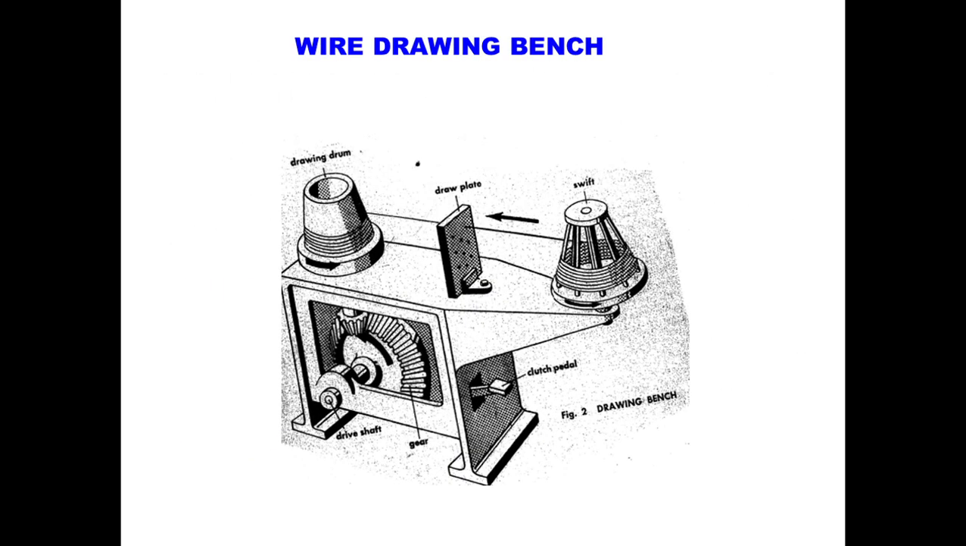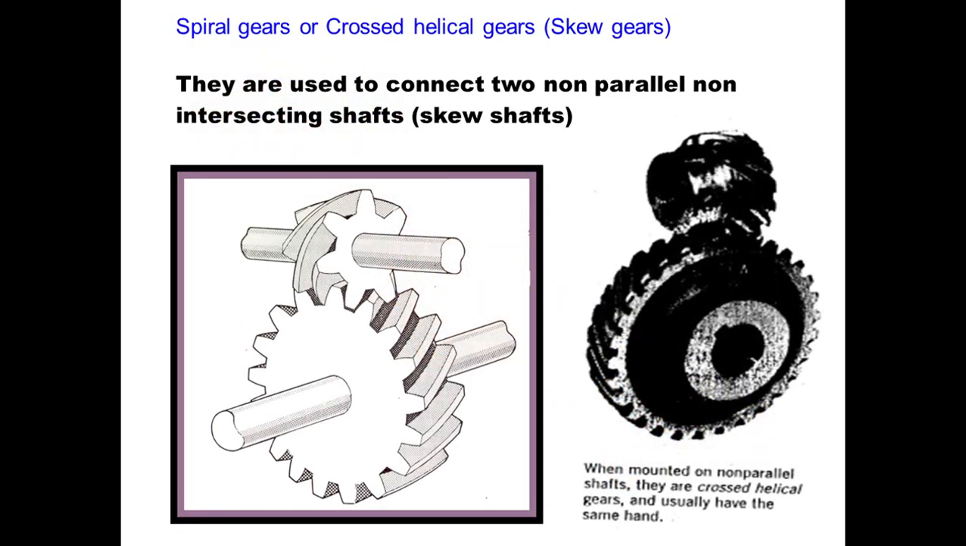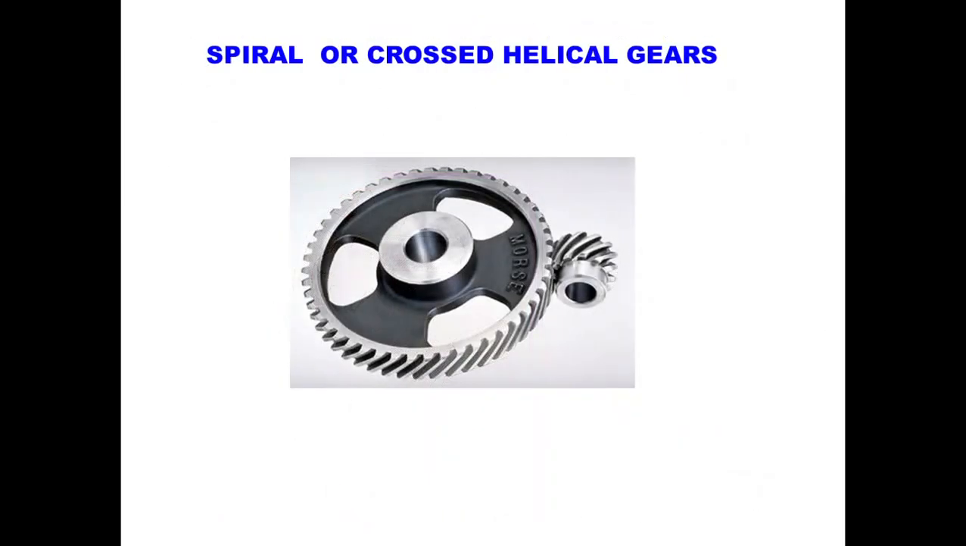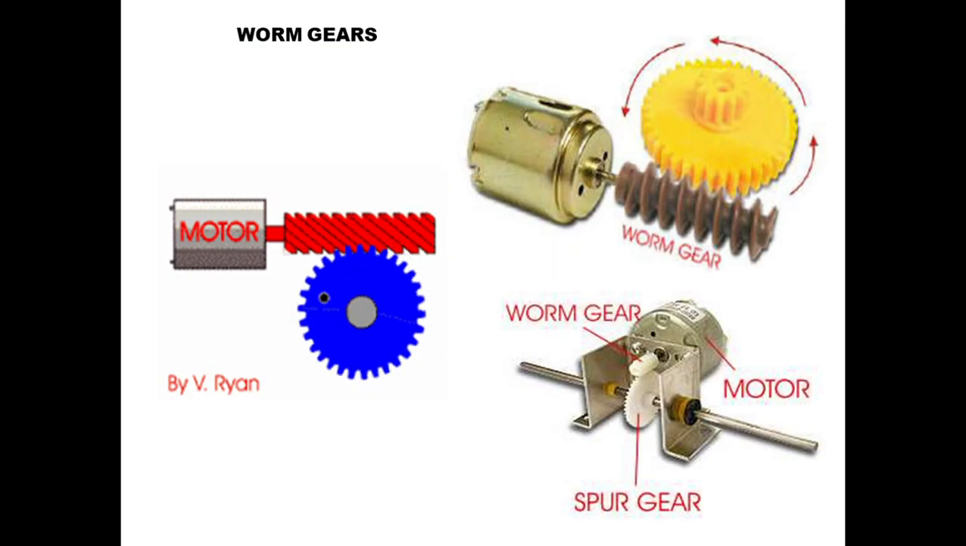You see the bevel gear, wide drawing bench. So these are the bevel gears. Spiral gears or crossed helical gears, that is also known as skew gears. Now they are used to connect two non-parallel, non-intersecting shafts, skew shafts. When mounted on non-parallel shafts, they are crossed helical gears and usually have the same hand. So you can see here spiral or crossed helical gears.